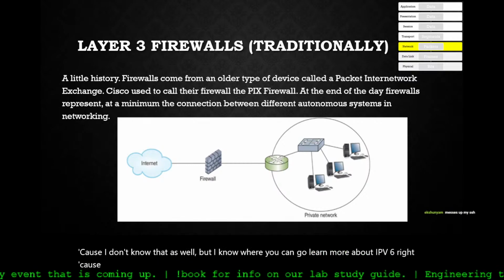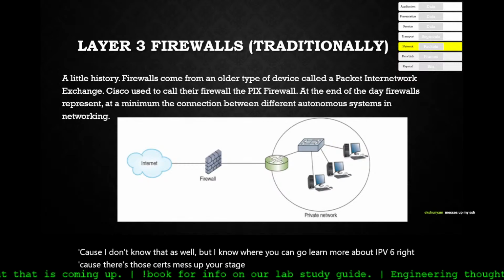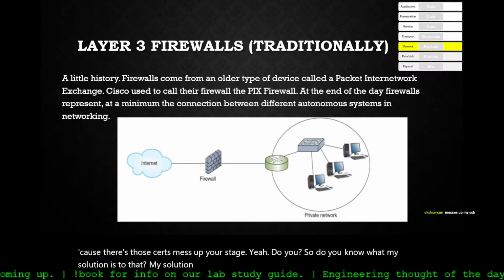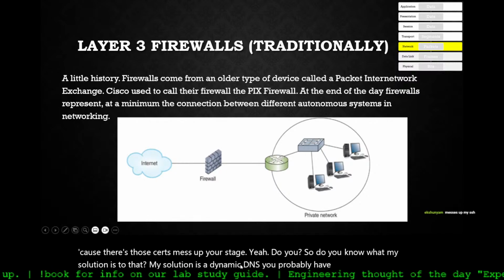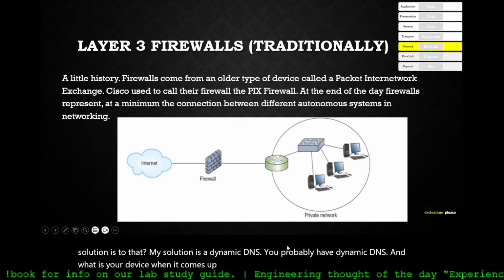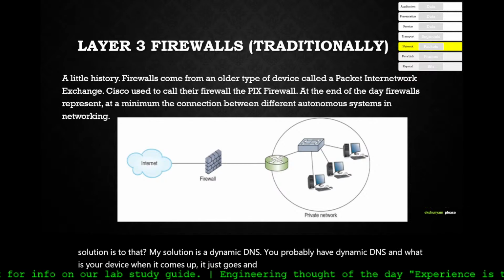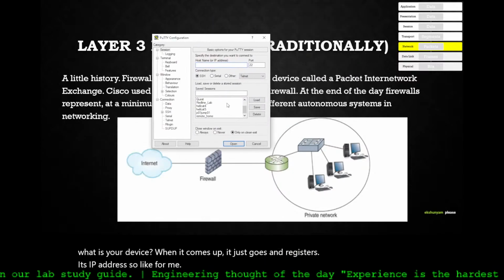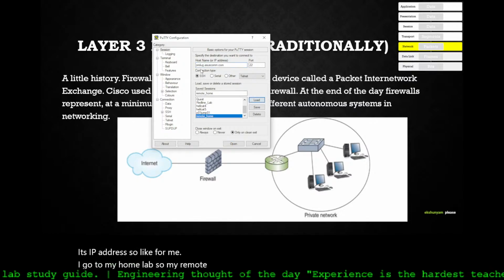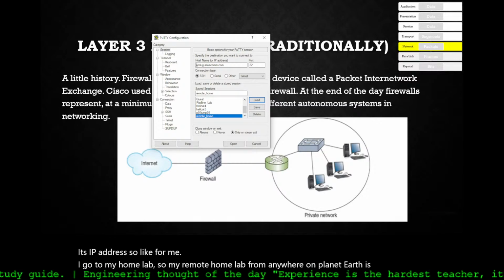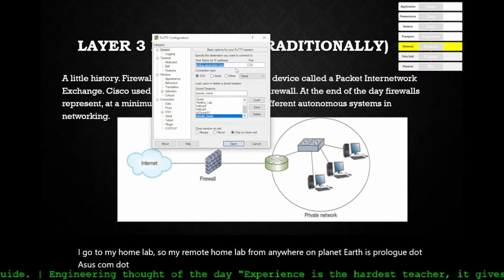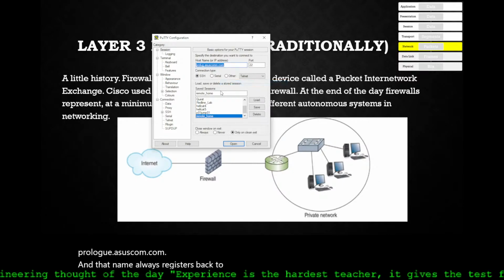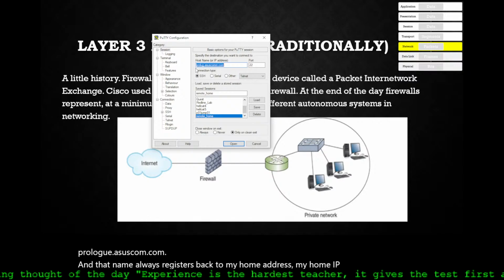Because there are those certs. Mess up your SSH. Yeah. Do you know what my solution is to that? My solution is dynamic DNS. Your device, when it comes up, just goes and registers its IP address. So for me, my remote home lab from anywhere on planet Earth is prolug.asuscom.com, and that name always registers back to my home IP address, from anywhere, right?